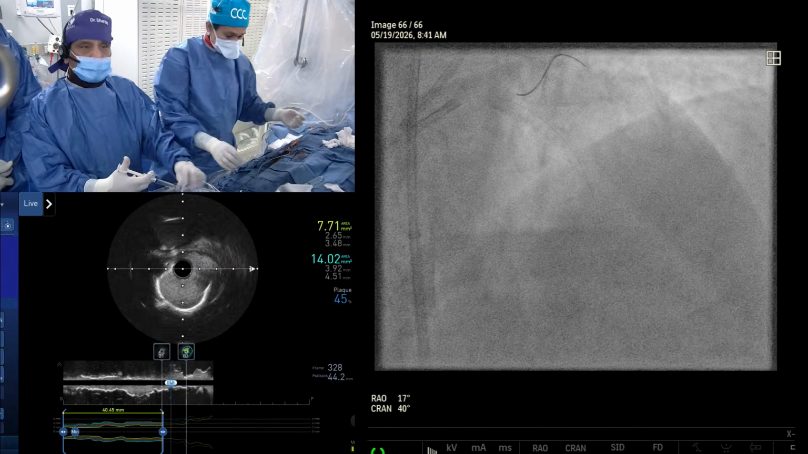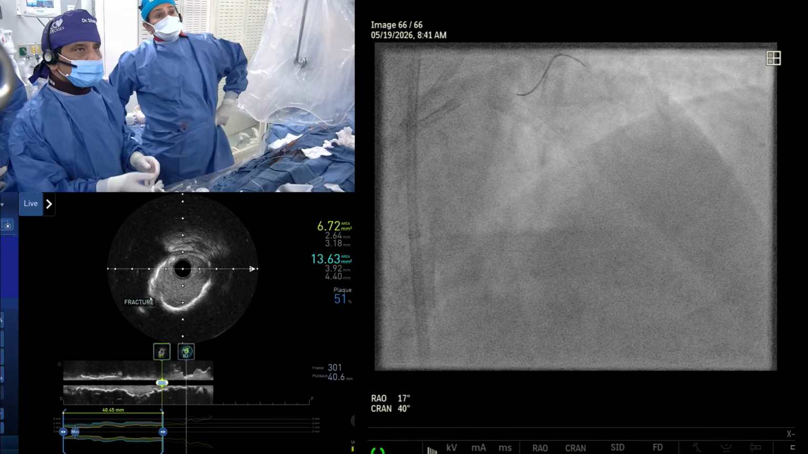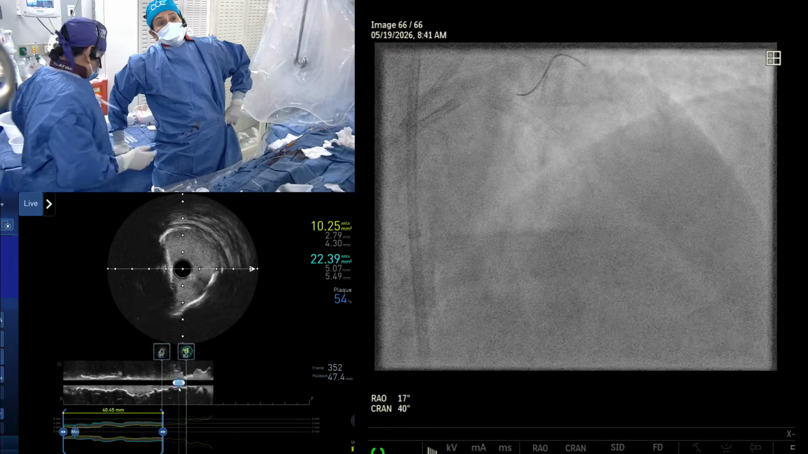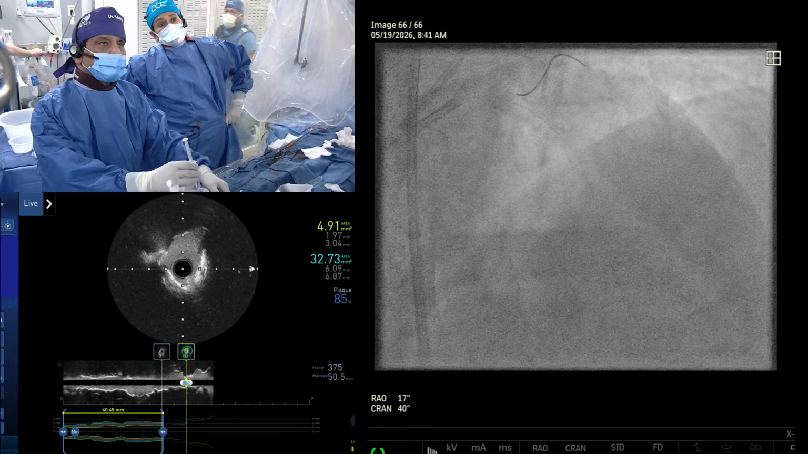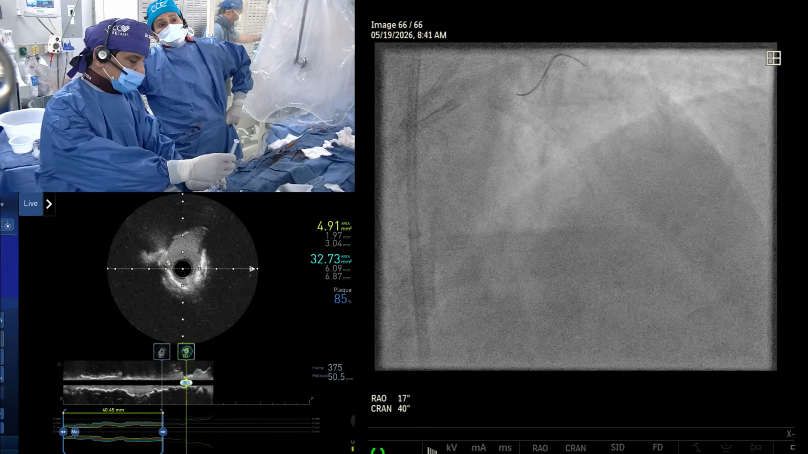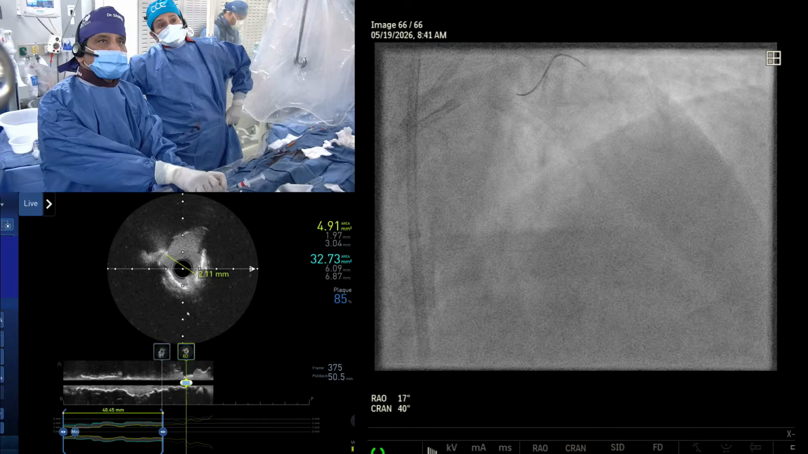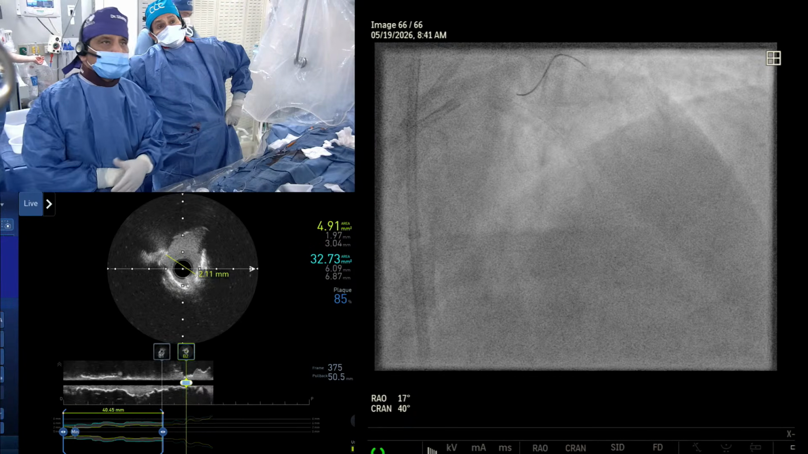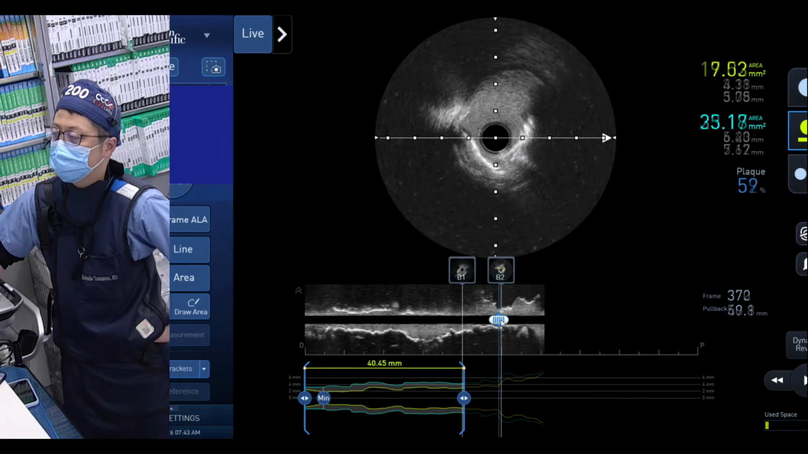Now this is the proximal LAD. Definitely this is a calcium fracture at 8 o'clock. And the ostial LAD was very tight after the rotor, but now the area is 4.9. The MLD was about 1.5, but now it's about 2. So definitely the lumen is bigger. Of course, with the IVUS resolution, it's hard to see the real fracture in the ostial LAD, but the lumen is definitely bigger.